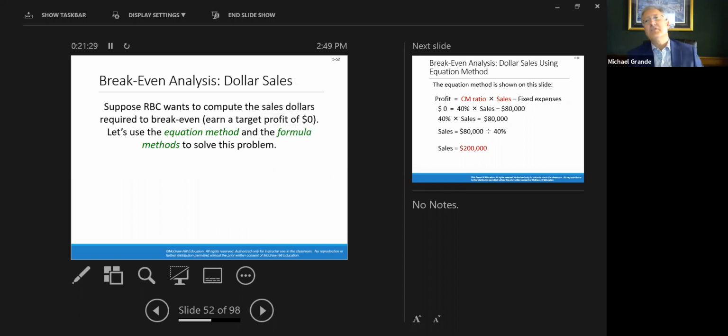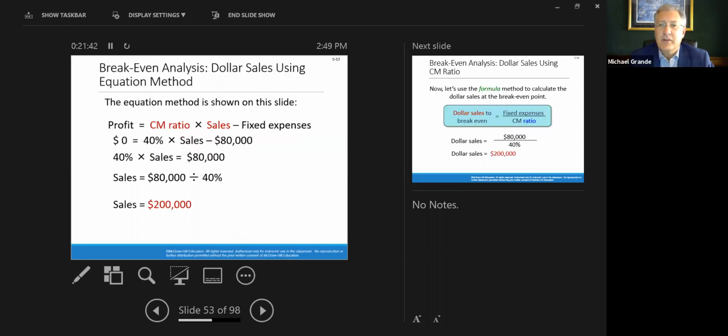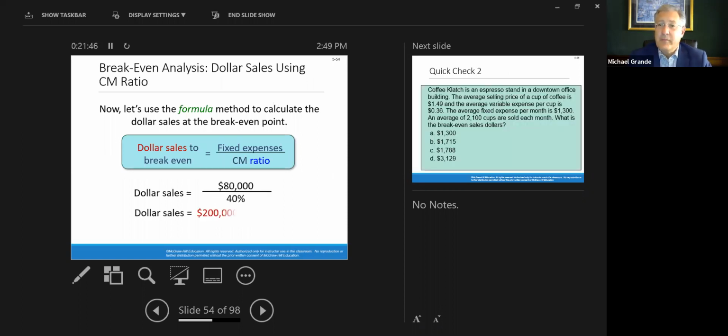Suppose RBC wants to compute the sales dollars required to break even, earn a target profit of 0. Let's use the equation method and the formula method to solve this problem. Again, we're going to skip the equation method. Using the formula method, break-even point in sales dollars, BEP sales dollars, equals fixed expenses divided by the contribution margin percentage.